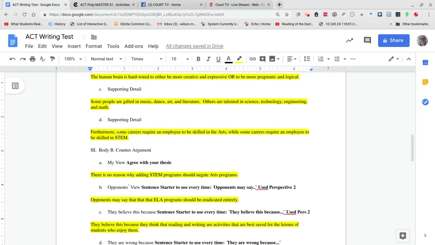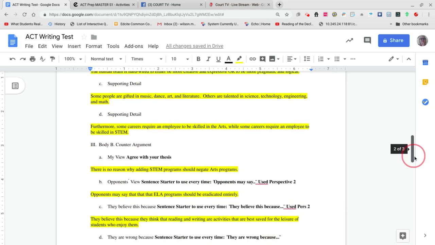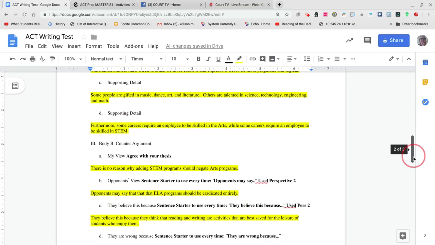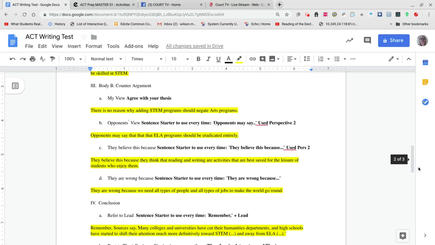And let's change that furthermore. I think, do I have a furthermore somewhere else? No, I'm good. Okay, so then I go on to my body B, which is my counter argument. I'm only going to have two body paragraphs in this persuasive essay. Okay, so now my A again agrees with my view. So in the counter argument, you have my view, opponent's view, why they believe it, and why they are wrong. My view says there is no reason why adding STEM programs should negate arts programs, should take them away.